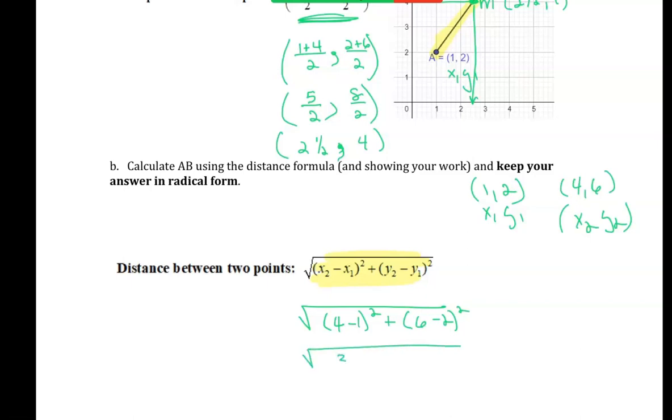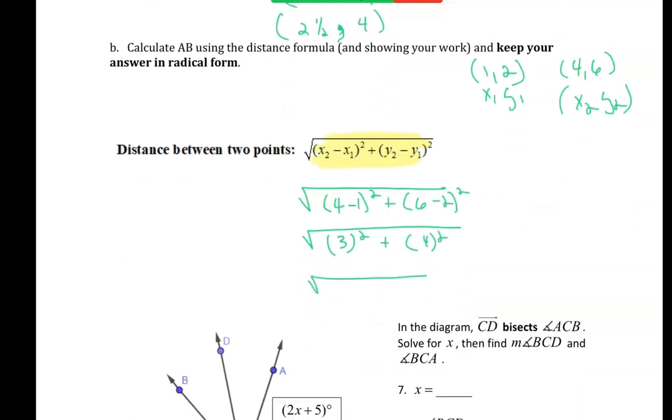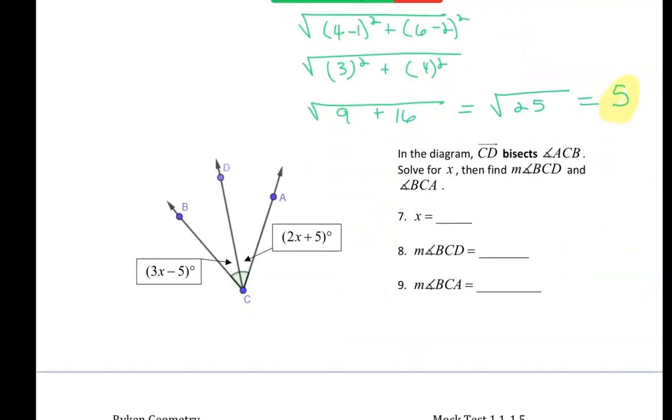4 minus 1 is 3, and we're going to square that. 6 minus 2 is 4, and we're going to square that. 3 squared is 9. 4 squared is 16. That's 25, which is a perfect square, so the length is 5. Okay? So that's how I'm going to show my work for that, and my final answer will be 5.